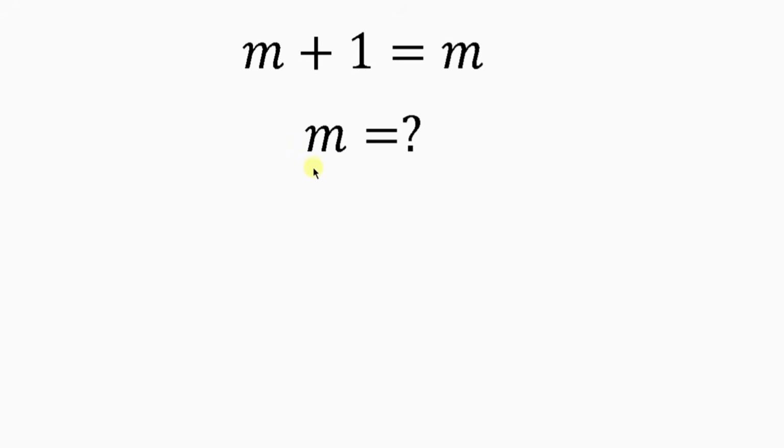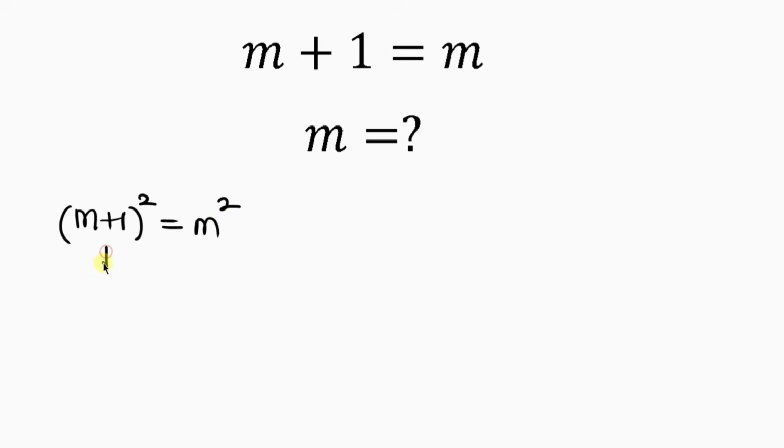Let's solve for the value of m, given that m plus 1 is equal to m. Well, our first step will be for us to square both sides. So on the left, I have m plus 1. I'll square the left, which is equal to, on the right, I have m, and I'll also square the right.